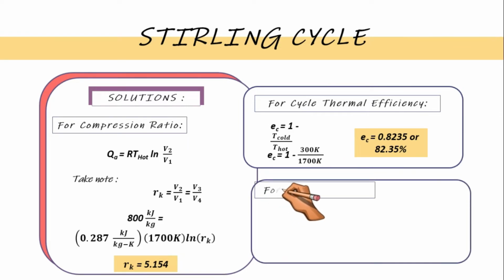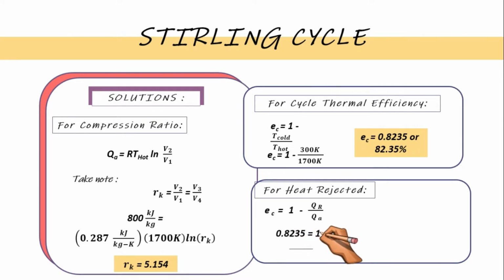The next is for the heat rejected, or the QR, we're going to use EC again. EC equals 1 minus QR over QA, right? We have EC and QA, so we substitute EC and QA. Now, 0.8235 equals 1 minus QR over 800 kilojoules per kilogram. Evaluate. Our QR is 141.2 kilojoules per kilogram.